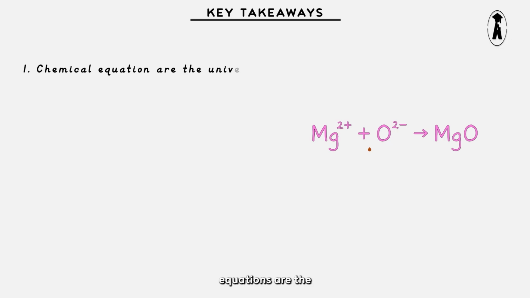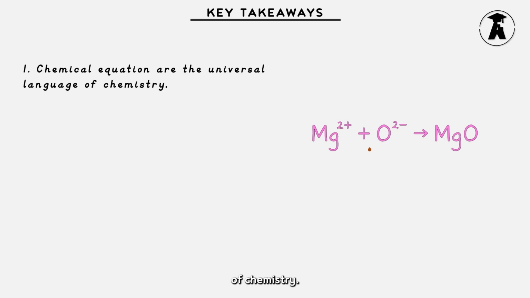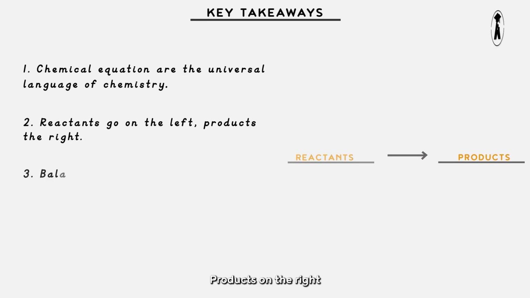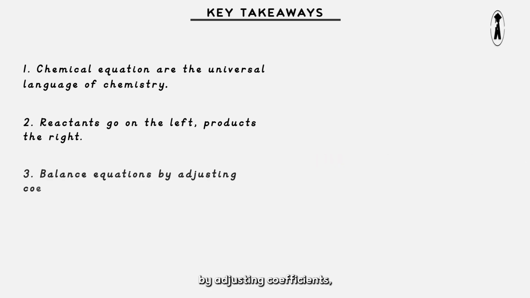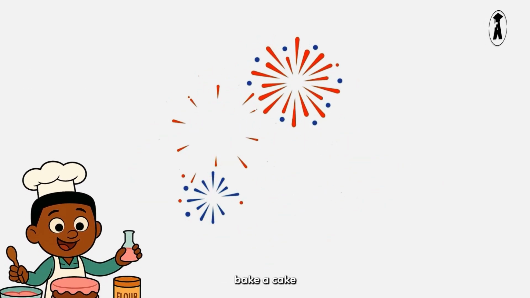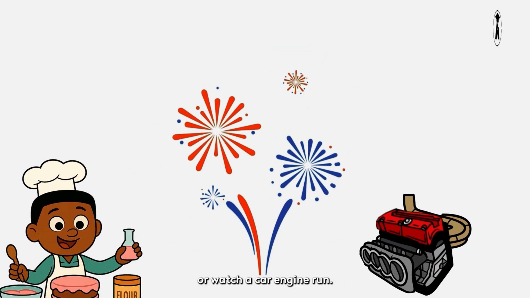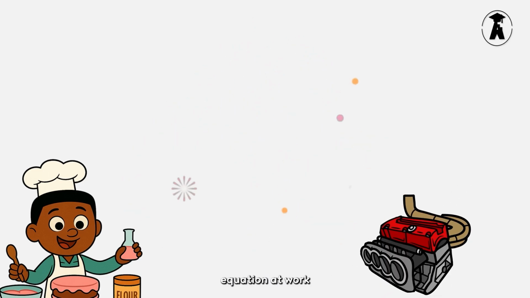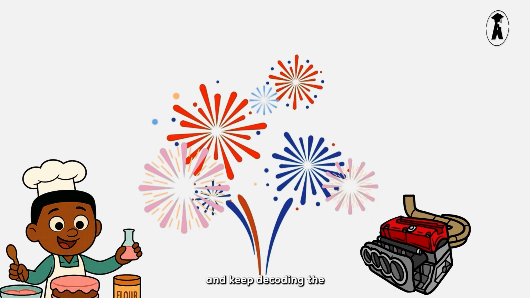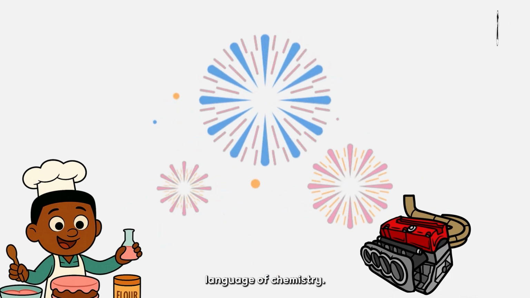Now, let's take a look at the key takeaways. Chemical equations are the universal language of chemistry. Reactants go on the left, products on the right. Balance equations by adjusting coefficients, not subscripts. Next time you see fireworks, bake a cake, or watch a car engine run, remember, there's a chemical equation at work, and you can write it. Stay curious and keep decoding the language of chemistry.